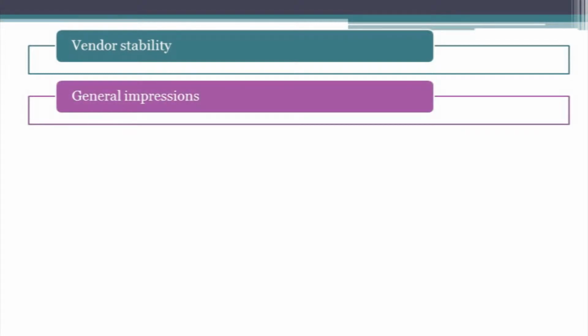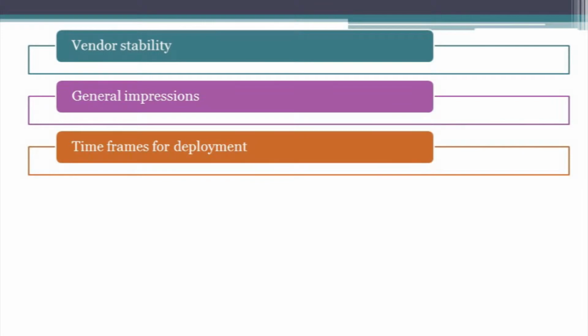The next is to actually evaluate the vendor itself, and most important, the vendor stability. You want to look at how long they have been in business, how many clients, their references, and future direction of where the company is going and where it's headed. General impressions. How well did they respond to the RFP? Were they friendly? Were they responsive? Were they very positive?